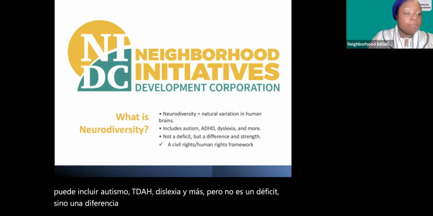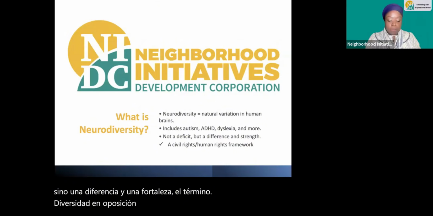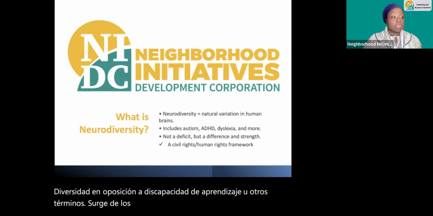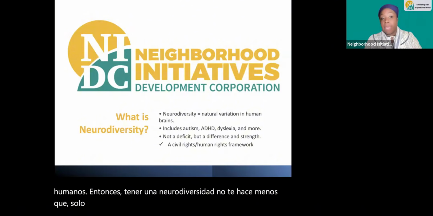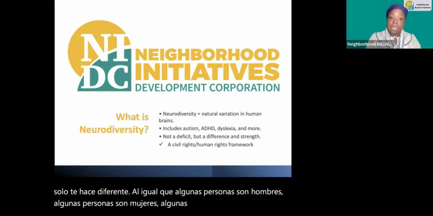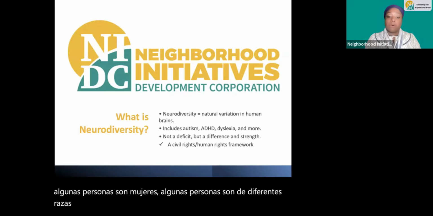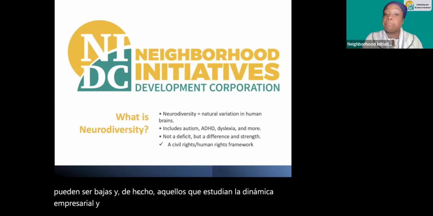The term neurodiversity, as opposed to learning disabled or other terms, comes out of the civil rights, human rights framework. So having a neurodiversity does not make you less than, it just makes you different, just like some people are men, some people are women, some people are different races and ethnicities, some people may be tall, some people may be short. And actually, those who study business dynamics and best practices for workplaces say that it's better.